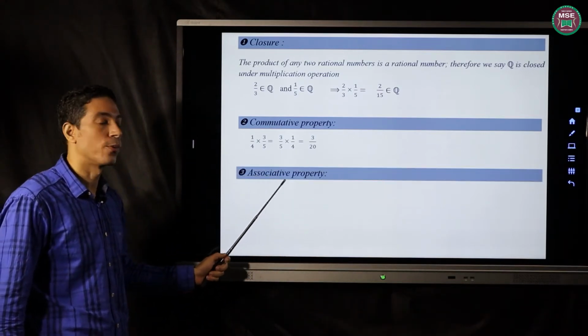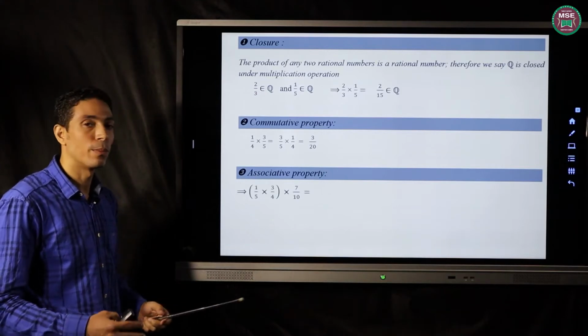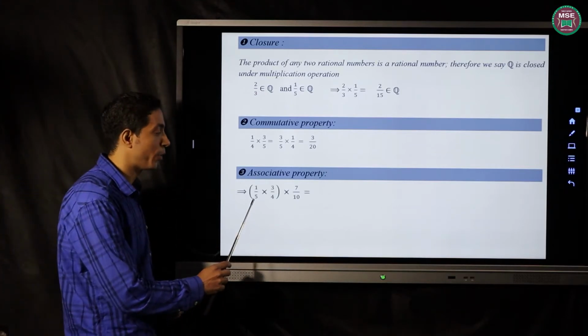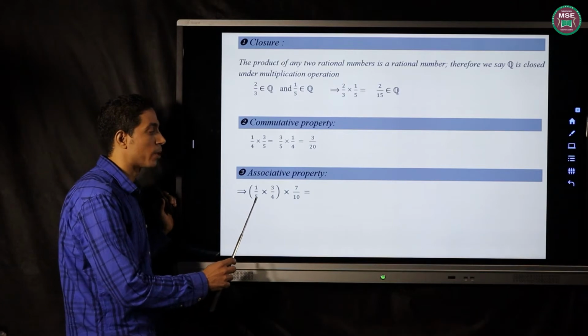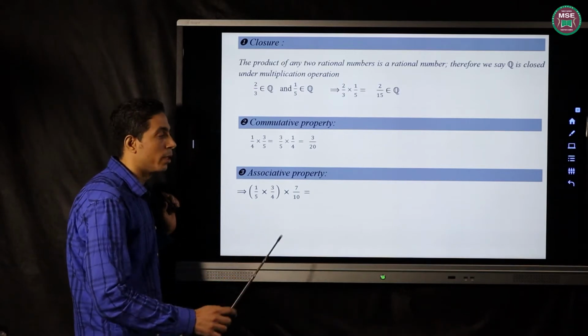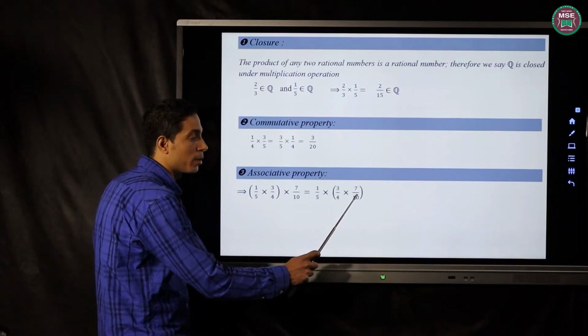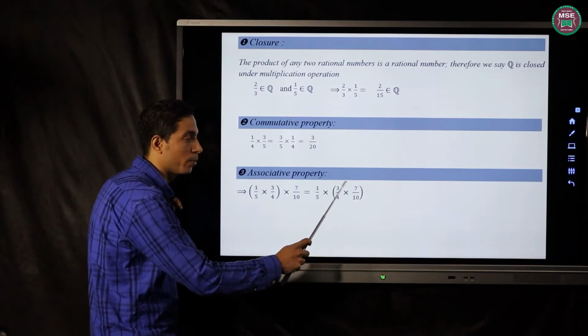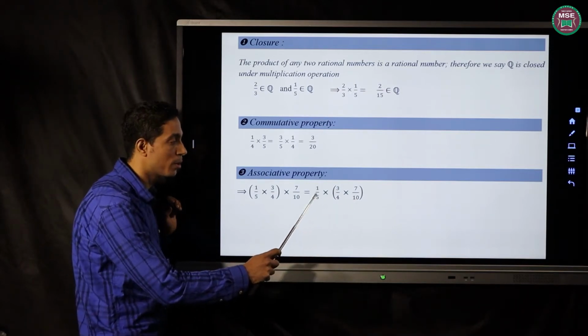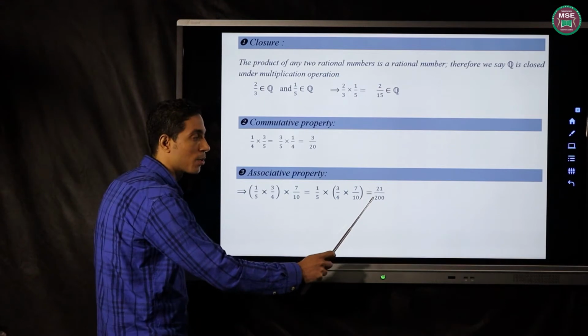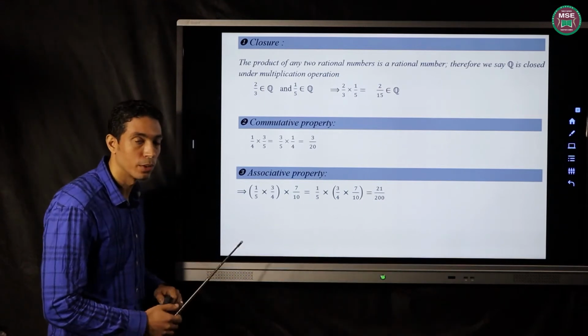Number 3, associative property. If we have 3 numbers or more, if we multiply the first and second number, then multiply the result by the third, it is the same as if we multiply the second and third, and multiply the result from this bracket by the first. It equals the same answer, 21 over 200.